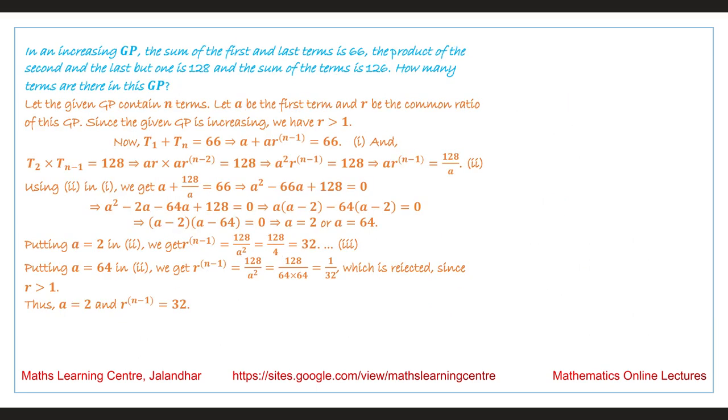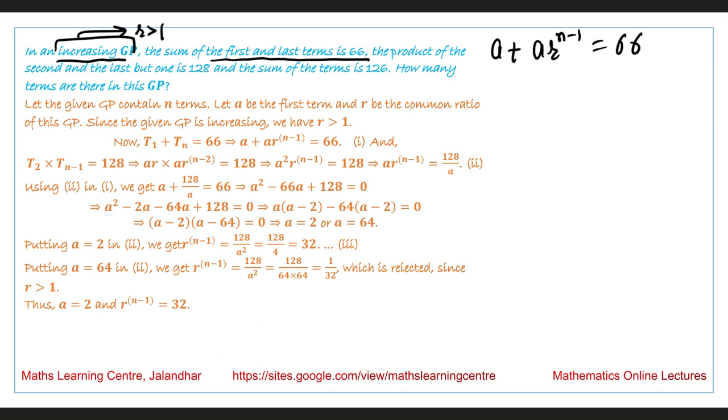Next is, in an increasing GP, the sum of the first and last term is 66. So it is being given that it is an increasing GP. Increasing GP means the value of r is greater than 1. Suppose the first term is a. So it is being given that a plus ar raised to the power n minus 1 is equal to 66.